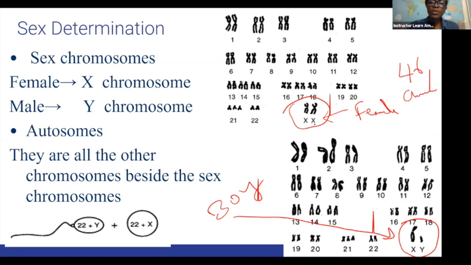So the 23rd pair is referred to as the sex chromosomes. All the other ones, 1 through 22, are referred to as autosomes. And so there are different types of mutation that take place on autosomes in comparison to sex-linked mutations, which occur on the 23rd sex chromosome.